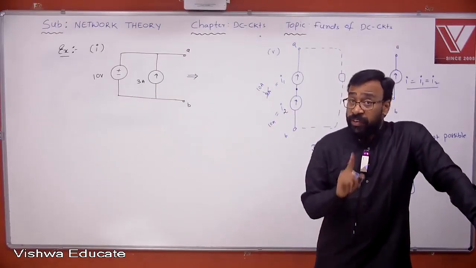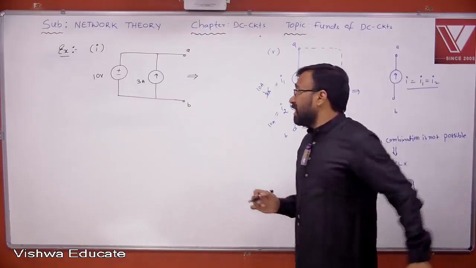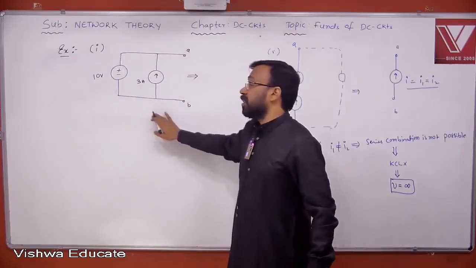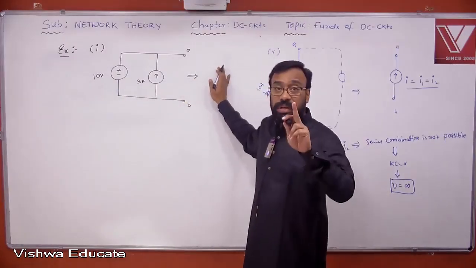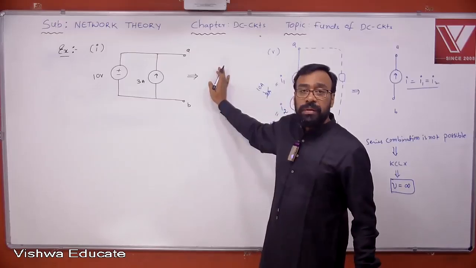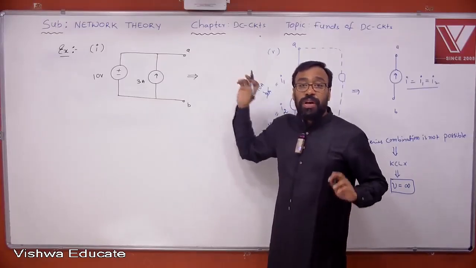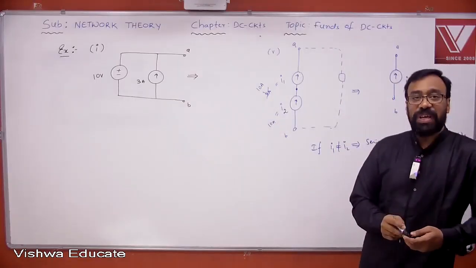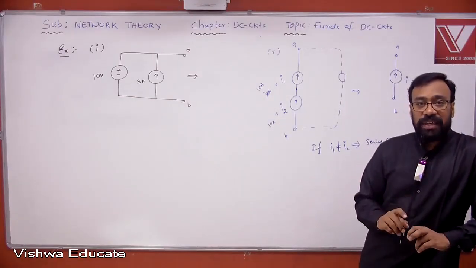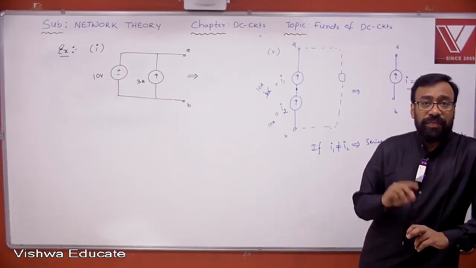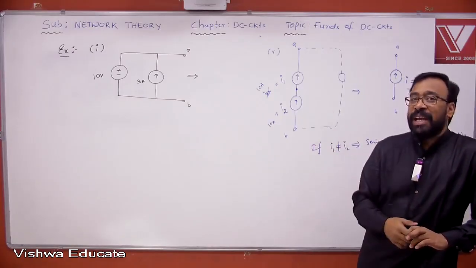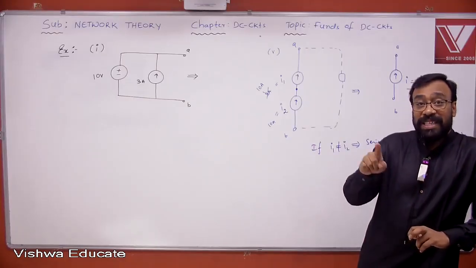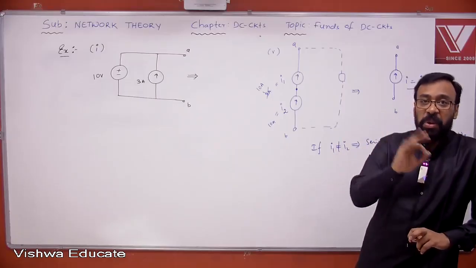If possible, what is the equivalent element that I can replace the combination with, a single equivalent element? And the third question is, what is its value? There are three questions involved in this. What's the first question? First of all, whether it is valid or not. If it is valid, what is the equivalent element that I can replace it with? And what is that element's value? So totally three questions are involved.